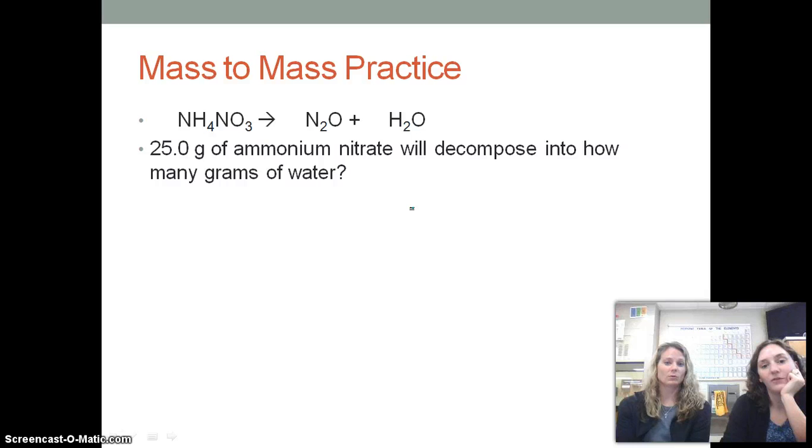Practice. First we've got to balance. N's: we have 2 and 2. H's: we have 4 and 2, so we've got to make water a 2. And that makes 3 O's on the right and 3 O's on the left. We're good.